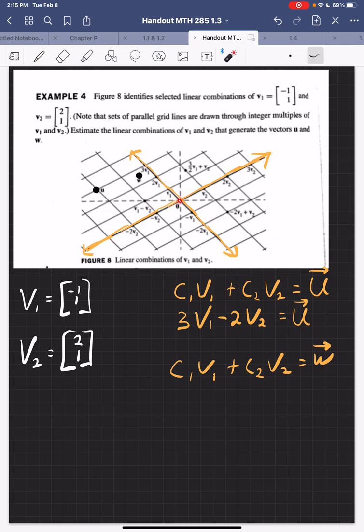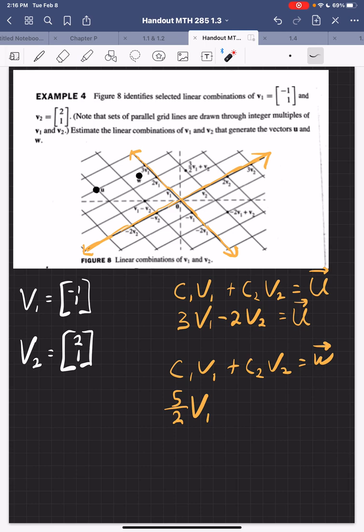Okay, let's start with the v sub 1 direction. Clearly I have to go in the positive v sub 1 direction if I want to get to w. I need to go past 2 v sub 1, but I can't go all the way to 3 v sub 1. So it's somewhere in between 2 and 3. My eyesight's not great. I'm just going to say 2.5, so 2.5 v sub 1, or 5 halves v sub 1. If I travel to 2.5, that would be the distance I need to go along the v sub 1 line to get to w.